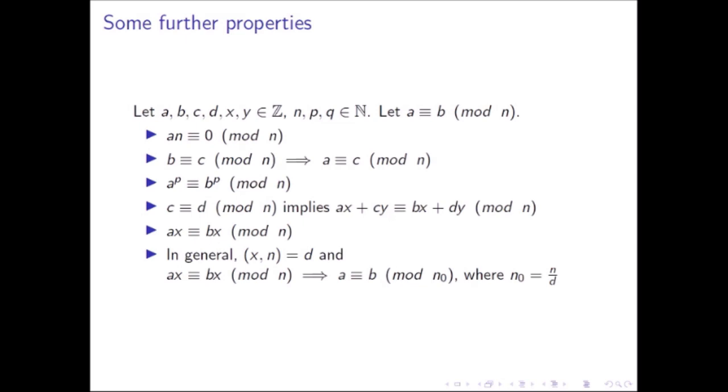So can we invert this fact? Yes, not exactly, but to some extent. Suppose we know this, then ax is congruent to bx mod n implies n divides ax minus bx. So n divides x times a minus b. But the greatest factor which n and x can have in common is d. So if we divide by d, then the remaining part of n must divide a minus b. This is easy to see, right? So if this is true, we can also write a is congruent to b mod n naught, where n naught is the remaining part, that is n by d. Try to prove this rigorously.